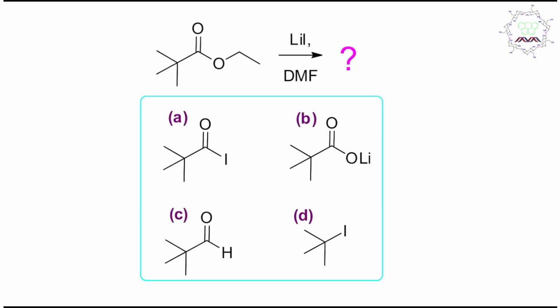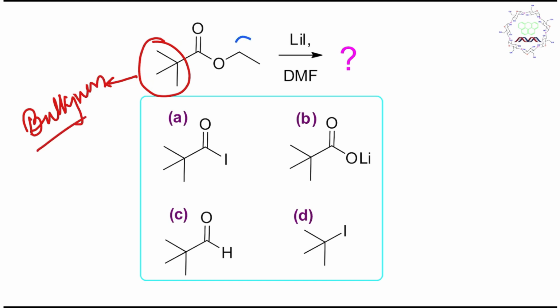Now look at the problem a little carefully. This is actually an ester. In this ester, the acyl, this carbonyl group is attached to this tertiary butyl. Obviously this group is responsible for bulkiness, and on the second side it is ethyl. So conceptually I can say that this carbonyl is significantly bulky for nucleophilic attack. So nucleophilic attack on this carbonyl is not possible.